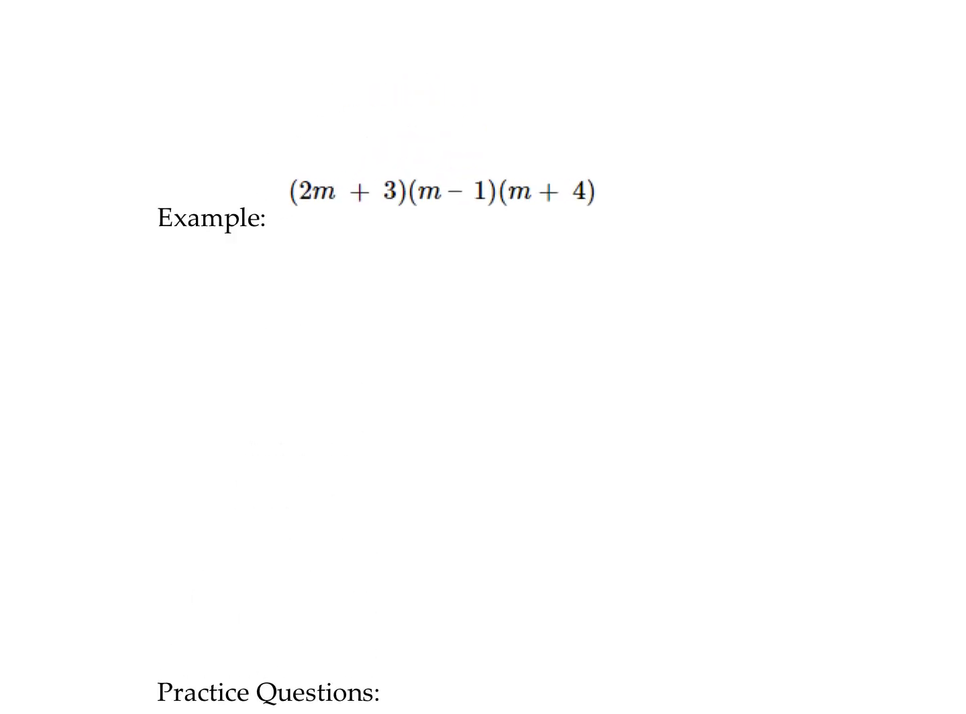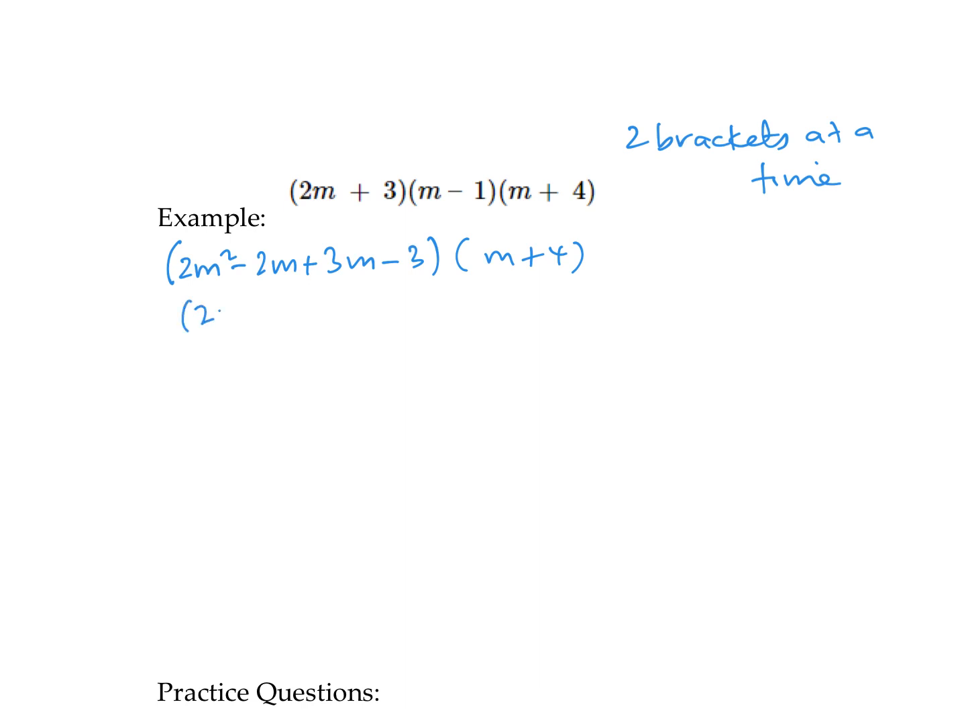We'll do one more example. You might have 3 brackets, so I would do 2 brackets at a time. It doesn't matter which 2. You could do the first 2 together, you could do the last 2 together. So I'll just do the first 2 together. So 2m times m, 2m times negative 1, then we have a 3m, and a minus 3. Then I might collect like terms before I expand, so I have fewer things to multiply. So I'll add the negative 2m plus the 3m, and now I'm going to expand these 2 brackets.